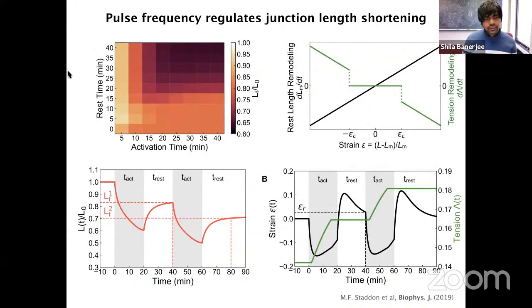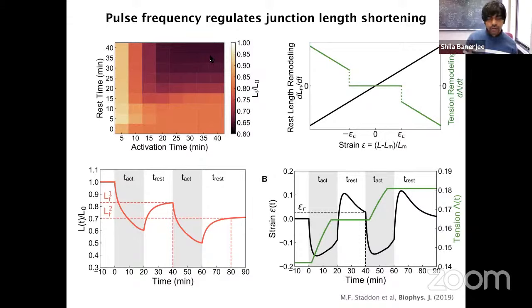So what you see is a heat map of the final length of the junction over the initial length. On the x-axis, we have activation time, like how long you activate the particular junction. And on the y-axis, we have rest time, like how long you wait before you apply the next pulse. So the longer you wait, it's actually better. You can actually maximize contraction by waiting longer and activating longer, right?